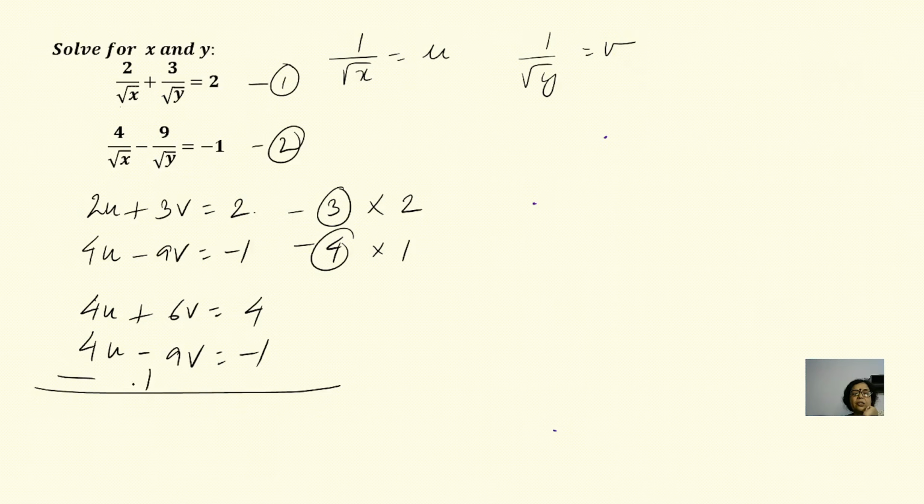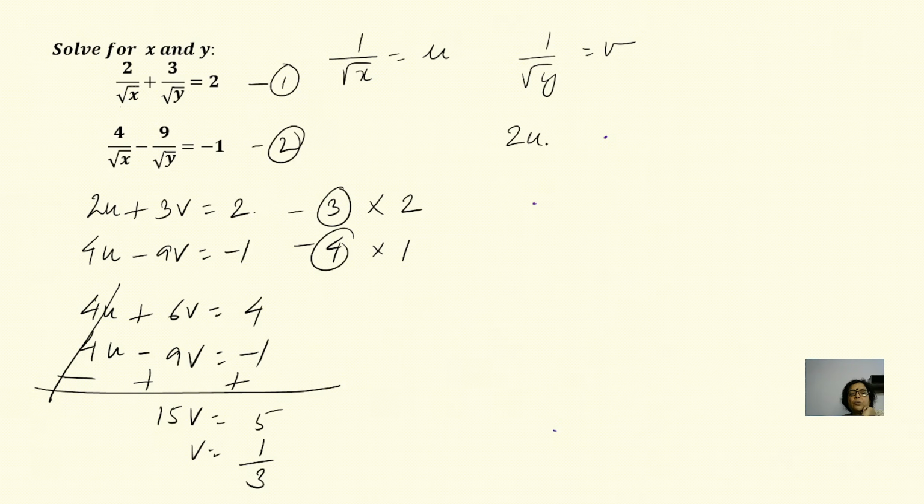Subtract, so the signs will change. Be very careful with the signs. So this becomes 15v is equal to 5. So v is equal to 1 by 3. Now we have here v is 1 by 3. Now you can calculate here the value of y and put it over in any of these equations to get the value of x. Or you can find out u and then find out x from there and y from here separately. So let us find out u.